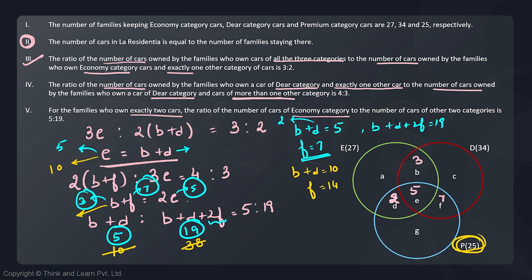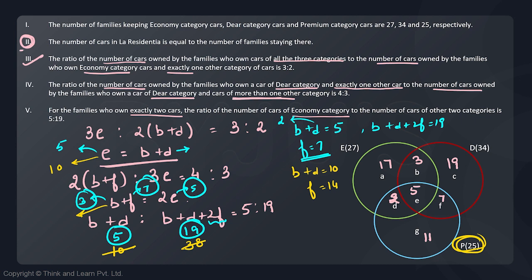Now 7 plus 5, 12 plus 2, 14. That means G is 11. 5 plus 3, 8 plus 2, 10. That means 27 minus 10, A is 17. 34 minus 8 plus 7, 15. That is C is 19. So this gives me all the values which are required.